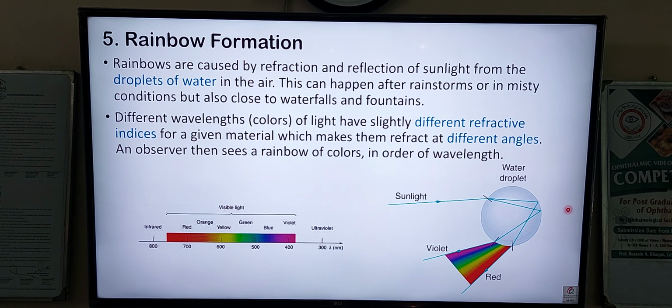Then the rainbow formation is also because of the refraction and reflection of sunlight from the droplets of water in the air. This can happen after the rainstorm or the misty conditions, but also close to the waterfalls and fountains.